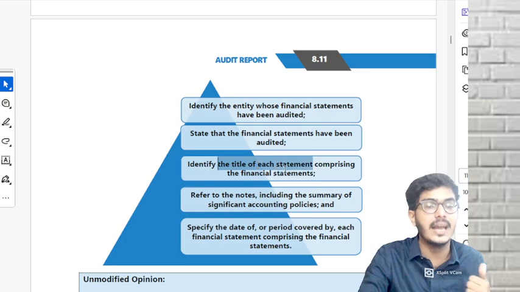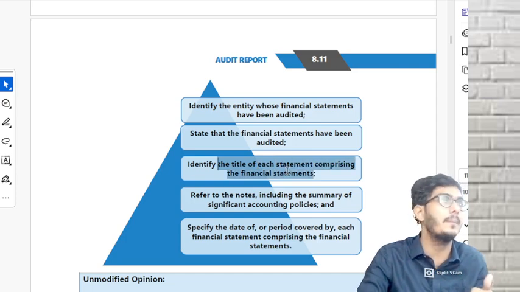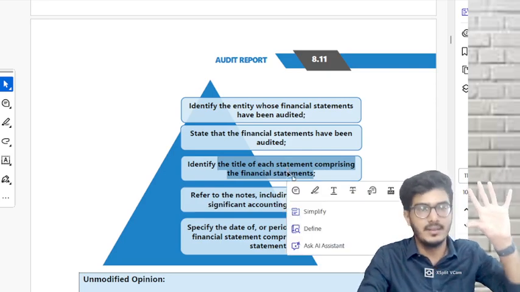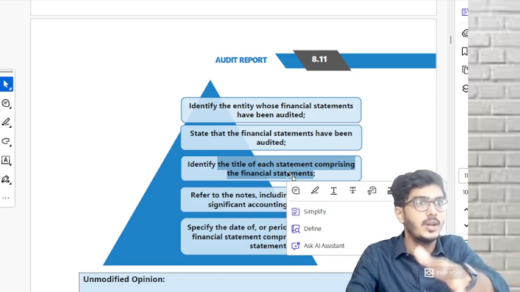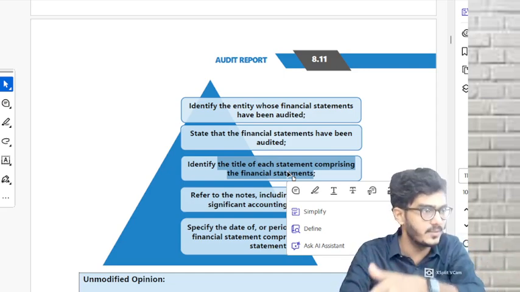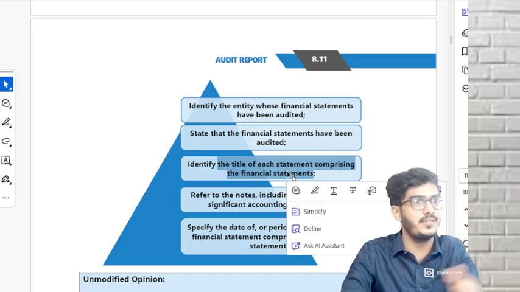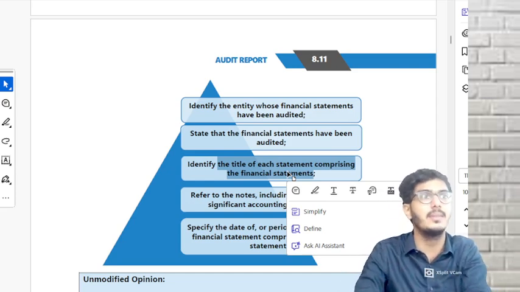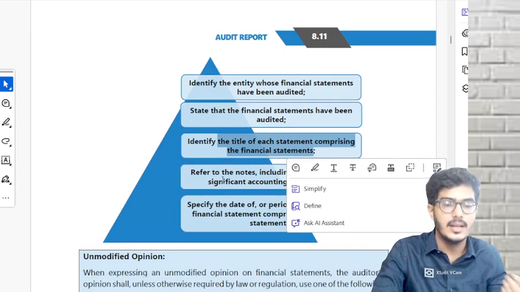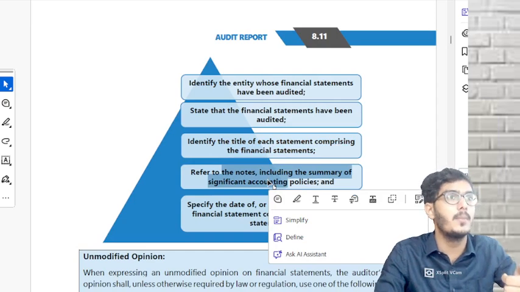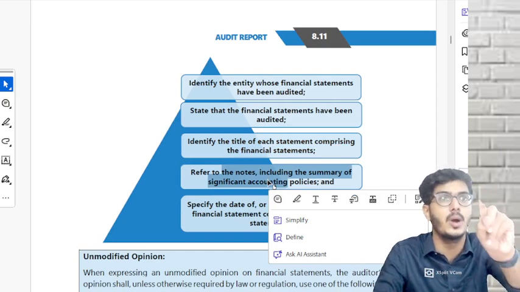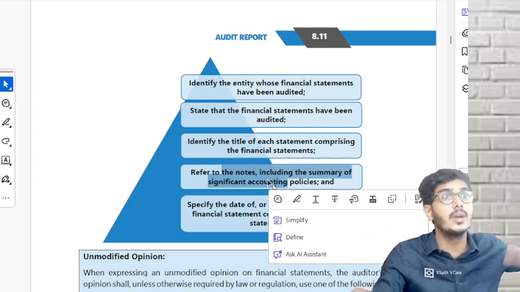Then identify the title of each statement comprising the financial statements. How many things are comprised in the financial statements? 5. Correct or not? 5. So you just have to mention that we have audited the balance sheet of this particular company, for the year ended 31st March, including P&L, cash flow, statement of changes in equity, and summary notes to accounts. Correct or not? Refer to the notes also. Tell them, okay, we have given a summary of the accounting policies. I told you, generally the first note to the financial statements is the accounting policies.